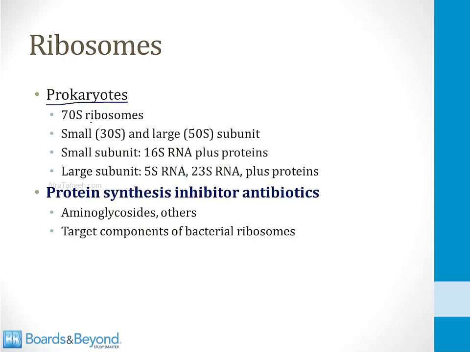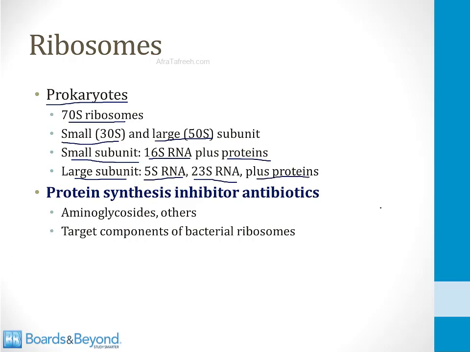Prokaryotes or bacteria have 70S ribosomes made up of two subunits, a small 30S subunit and a large 50S subunit. And this is confusing because 50 and 30 do not add up to 70, but that's just the way the Svedberg units work. To make it even more confusing, the small subunit has a 16S size piece of RNA plus proteins. The large subunit has a 5S piece of RNA, a 23S piece of RNA plus proteins.